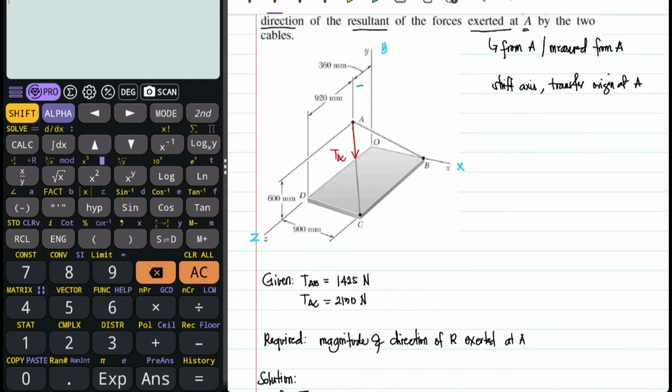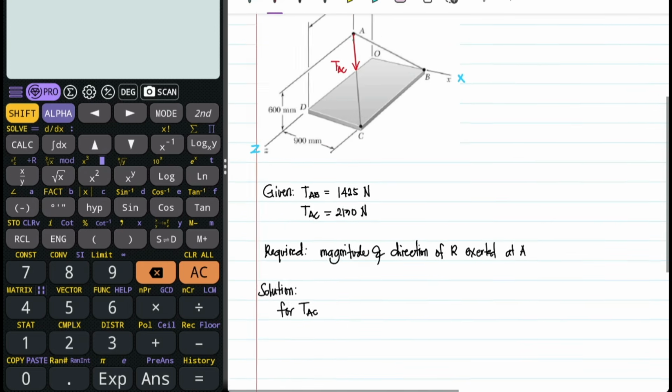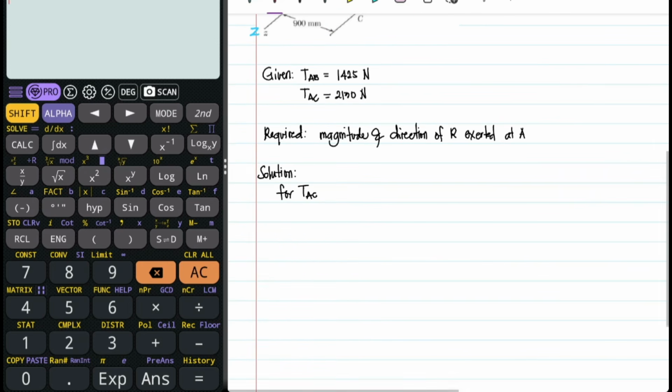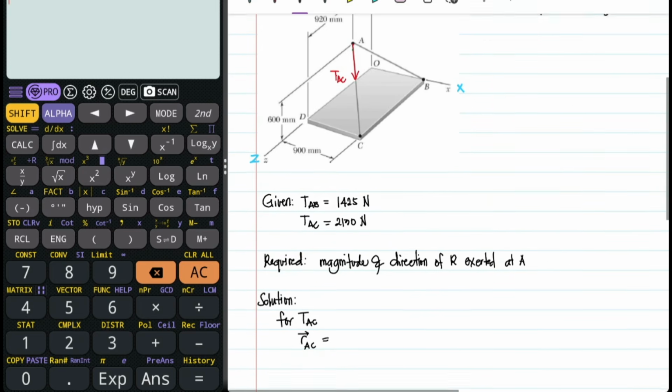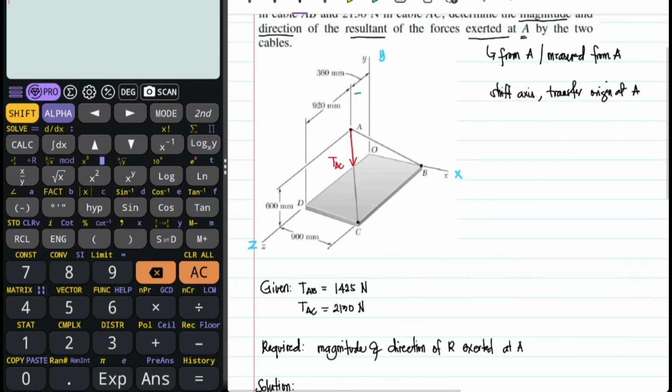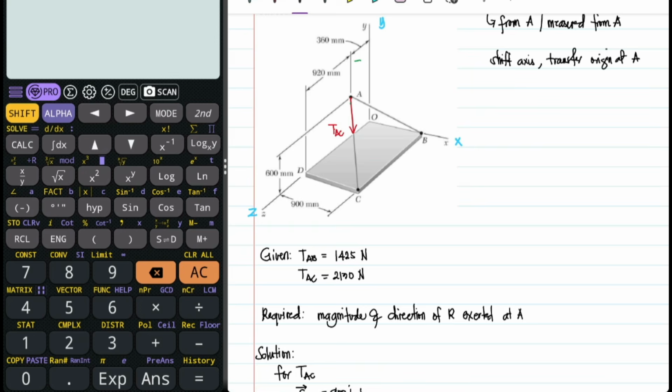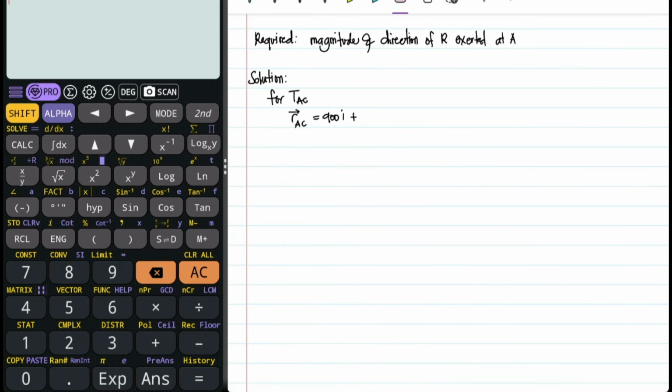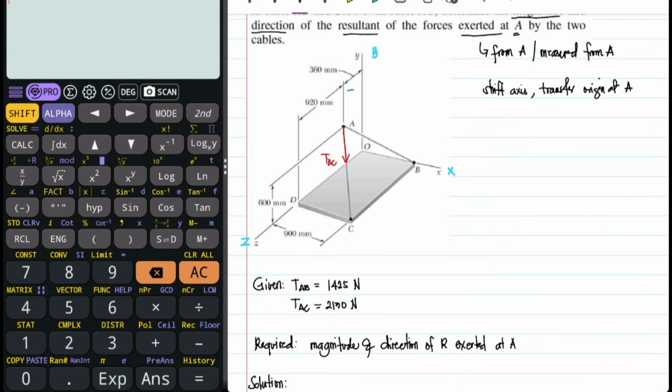Now, one thing you have to remember is when we measure from A, since we are talking about cable, rope, string, all of these materials only exhibit tensile force. So if we are to measure the resultant from A, it means that our tension at AC and tension at AB are pointing away from point A, because it is tension.